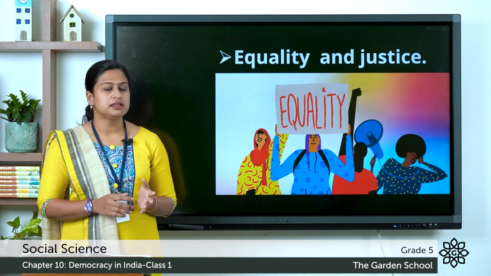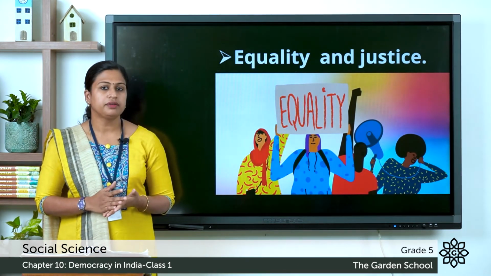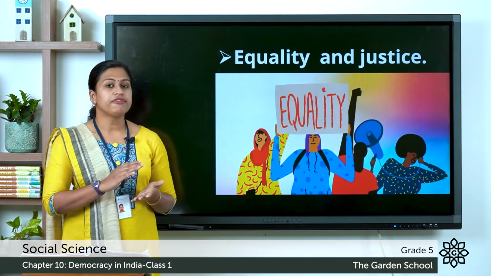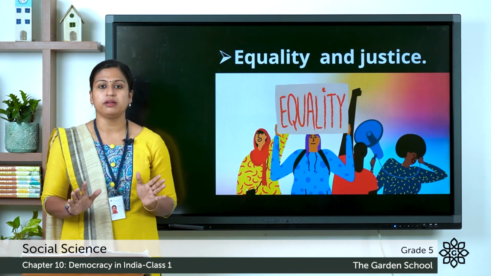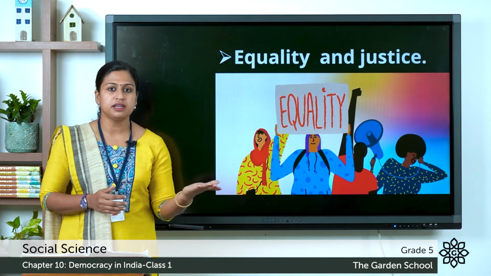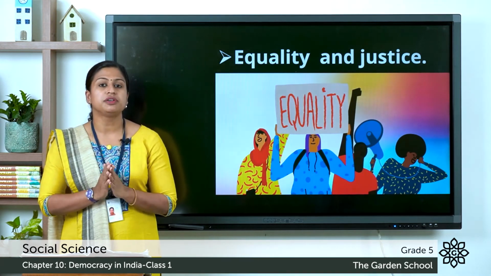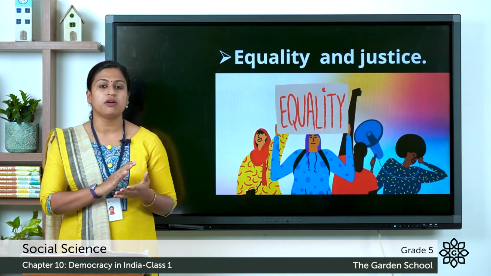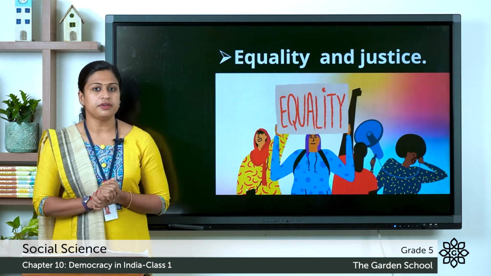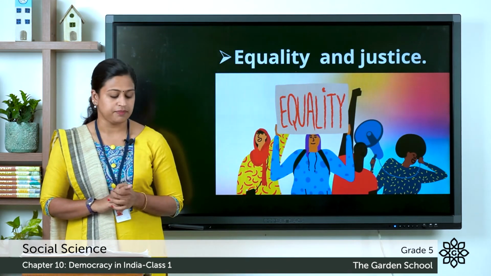Now, justice means the quality of being fair. So, in a democratic country, the government makes sure that these rights are fair and equal to everyone, whether he is poor or rich, whether he is from this state or from another state. The government makes sure that these laws or rights are equal for all the citizens of our country. So, these are the three main features of democracy.